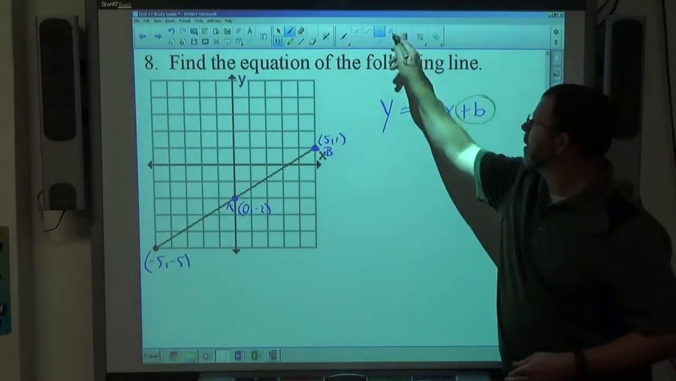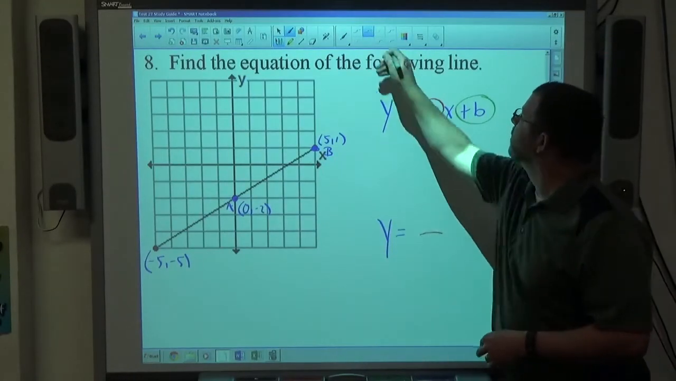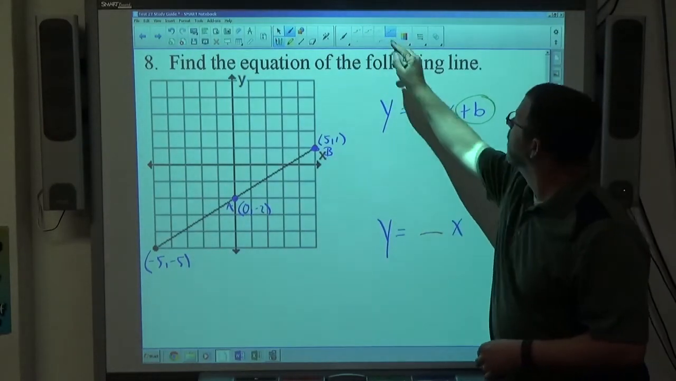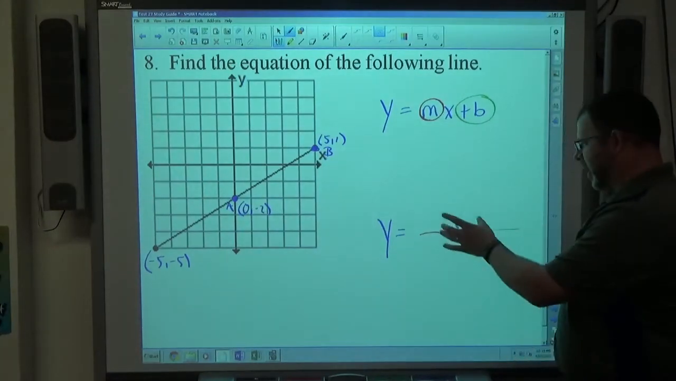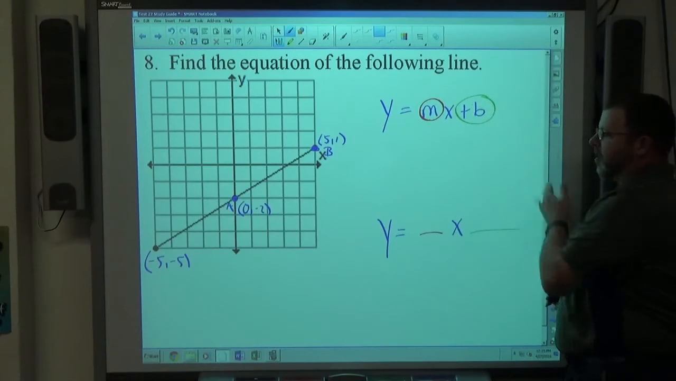So my answer is going to be y equals something x plus something. So I've got to get a number here and a number here. If b is negative, it's going to be minus. If it's positive, it's plus.